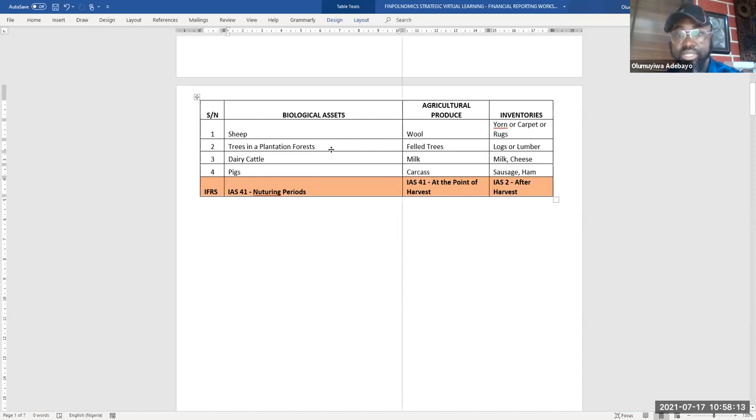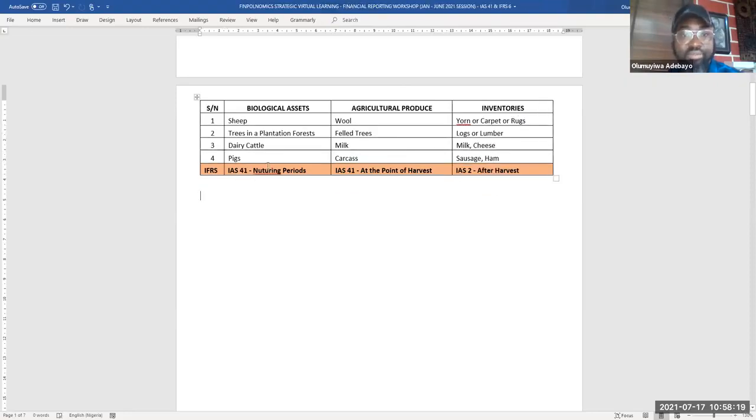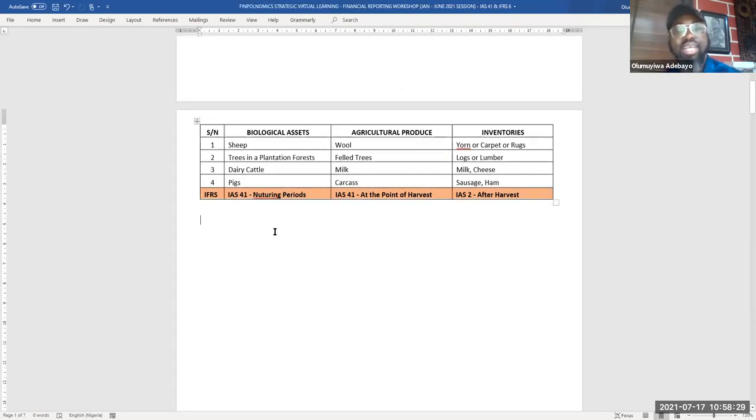I've tried to put this together as a way of trying to explain some basic concepts. Now we want to look at the thin line between biological assets, agricultural produce, and inventory. Now one leads to one. Let me try and put up a diagram.